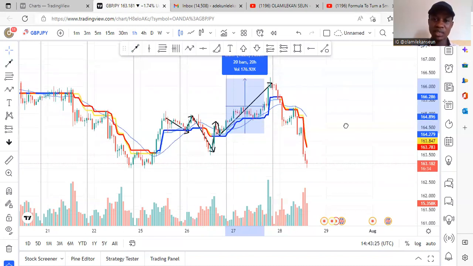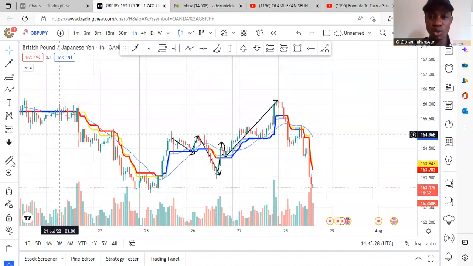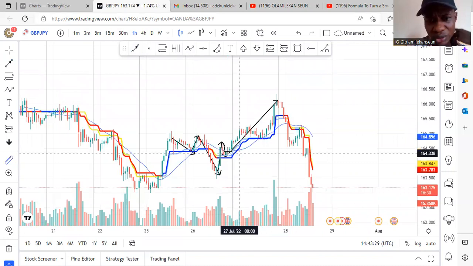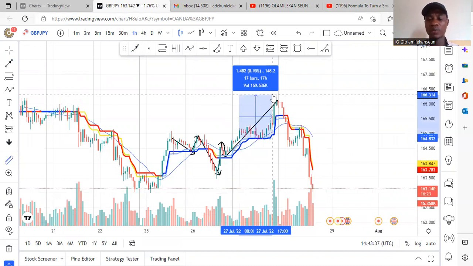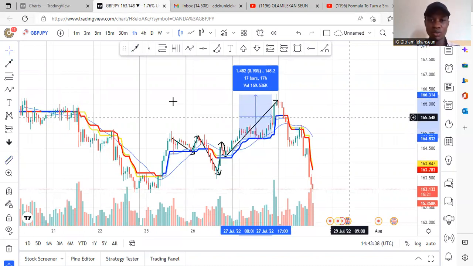That's massive if you use a good lot size. And if you are not an aggressive trader, you can wait for the trade to break this neckline and enter your trade, right? That's 148 pips, which is still good, right?